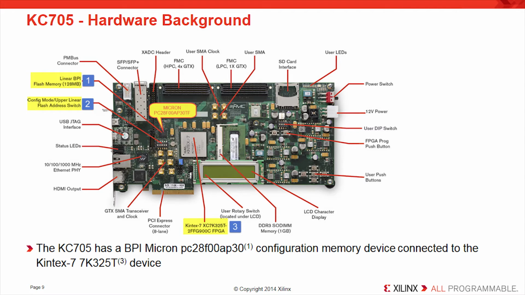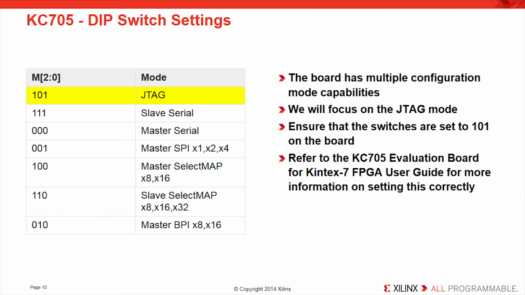Before we take a look at the demonstration, let's take a quick look at the hardware we'll be using today. Pay attention to the configuration mode setting dip switches, as we need to ensure that these are correctly set. The KC705 board has multiple configuration mode capabilities. We will focus on setting the JTAG for this demonstration. Let's make sure that the dip switch setting is set to 101 before we turn on the board.